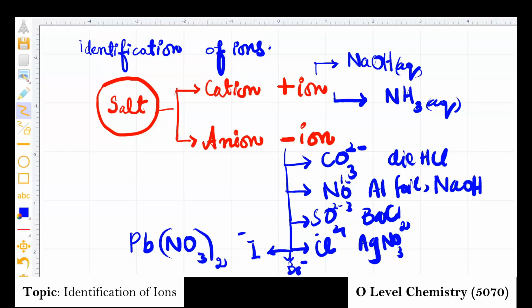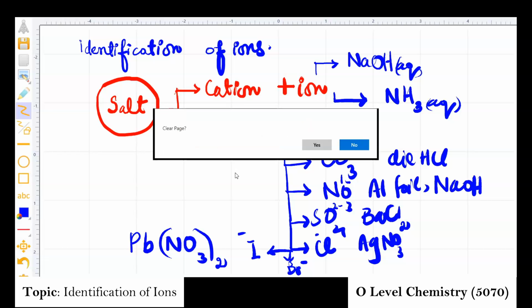So all the key reagents are given. This is the small introduction about reagents. For identification of ions, we use these reagents to check whether these cations or anions are present in a salt. Basically we are provided with a salt and we dissolve it, then divide it into different portions, and then we test and analyze it. That analysis is called salt analysis. First of all, we identify the cation and then we identify the anion. So this is all about identification of ions.